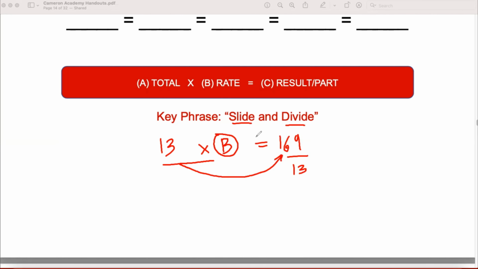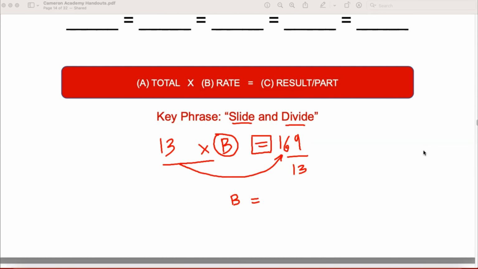Just as a note, remember the equal symbol separates the equation from the left side to the right side. B, which we're trying to solve for, is located on the left side of the equation. We're trying to isolate it. So we must get rid of everything else, in this case, the 13. How do you get rid of it? Slide and divide to the other side of the equation. And now we're left with b equals 169 divided by 13.